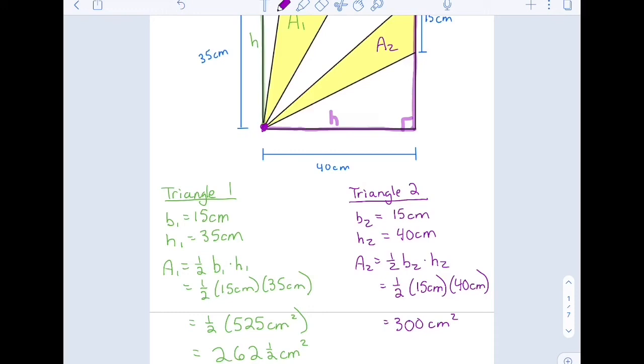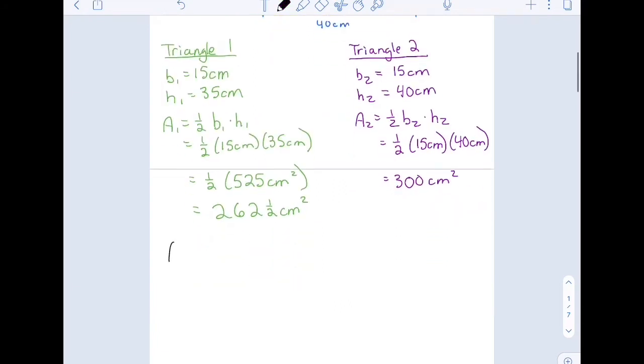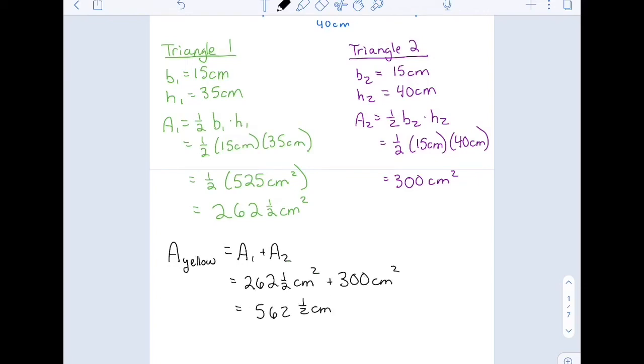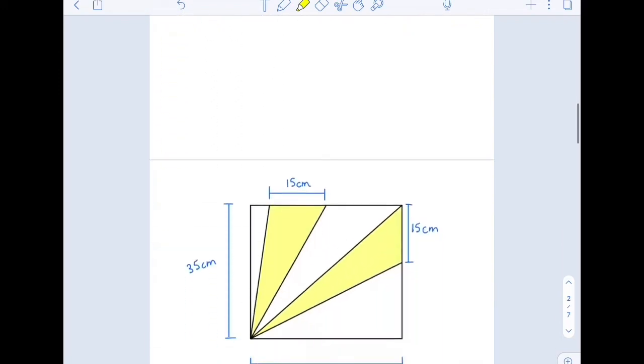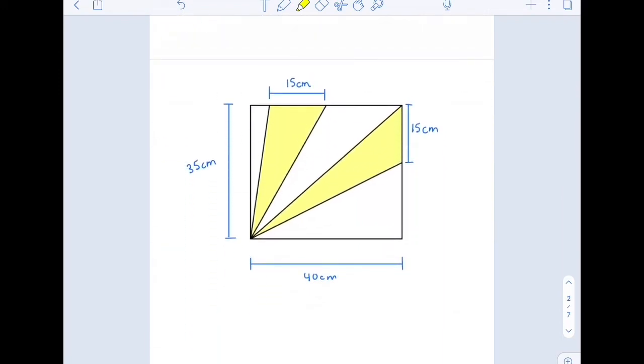So the area of triangle 2 is 300 square centimeters. To get the yellow area, we'll just add these two together. The yellow area will be 562.5 square centimeters. Let's copy our picture, record what we know, and continue with this problem.